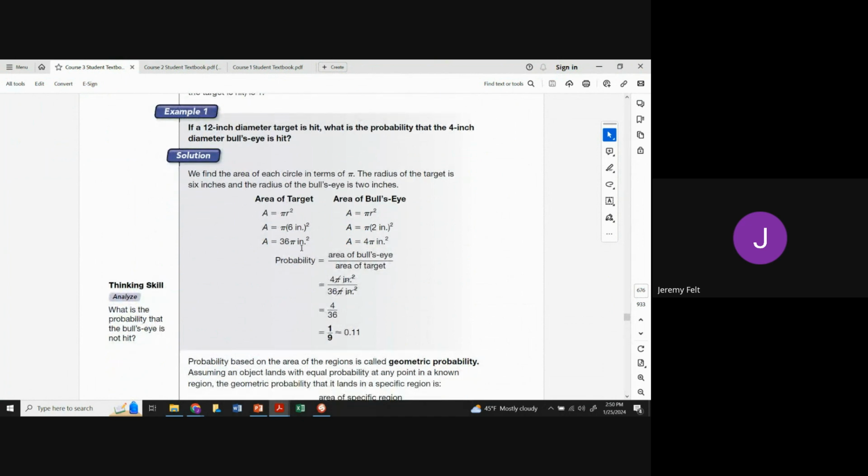Right, so we're looking here at the area of the target and the area of the bullseye. We've got to find those, and then the area of the bullseye over the area of the target. That'll tell us the probability of getting a bullseye.